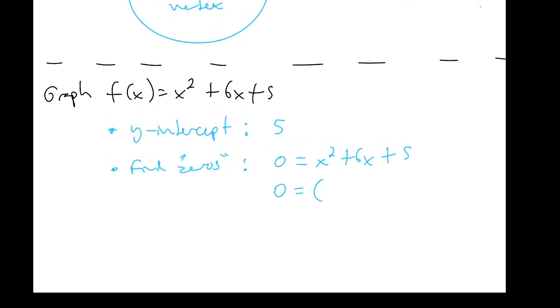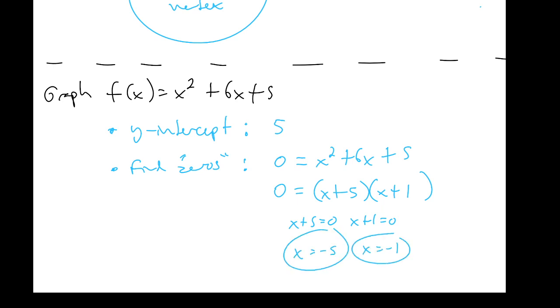This is 0 is equal to, remember I've got to factor. X and x, plus and plus, 2 factors of 5 that have a sum of 6, and that's going to be 5 and 1. So when I solve, I'm going to have x plus 5 is equal to 0 and x plus 1 is equal to 0. So x is going to be equal to negative 5, and it's going to be equal to negative 1. Those are my two answers there.